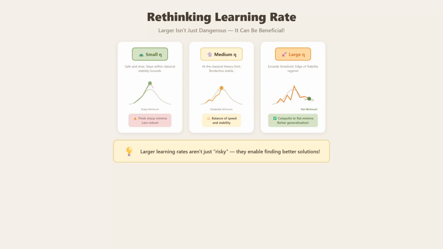Third, a larger learning rate that exceeds the classical bound. Now you're in the edge of stability regime. Yes, your loss will oscillate. Yes, training will look chaotic, but the catapult effect kicks in, steering you toward flatter minima. Your final solution is likely to generalize better. The key insight is this: larger learning rates aren't just dangerous, they're actually beneficial when you understand the dynamics at play. Don't be afraid of oscillating loss curves. They're a sign that edge of stability is working.